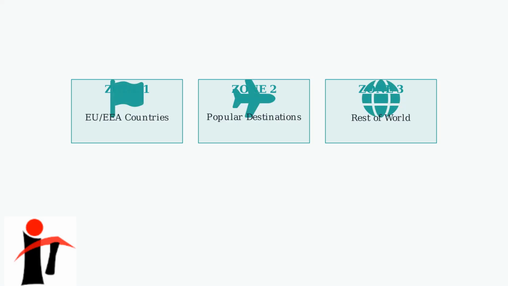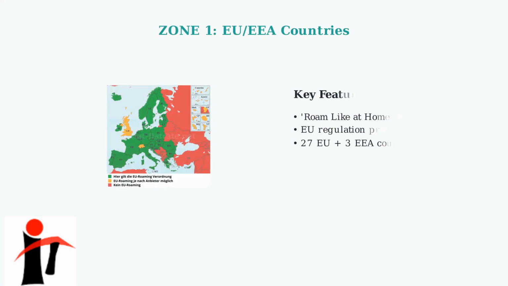Lycamobile uses a simplified zone-based pricing model that divides the world into 3 distinct roaming zones, each with different rates and coverage policies. Zone 1 covers all European Union and European Economic Area countries. Thanks to EU regulations, customers can roam like at home with the same rates as their domestic plan.